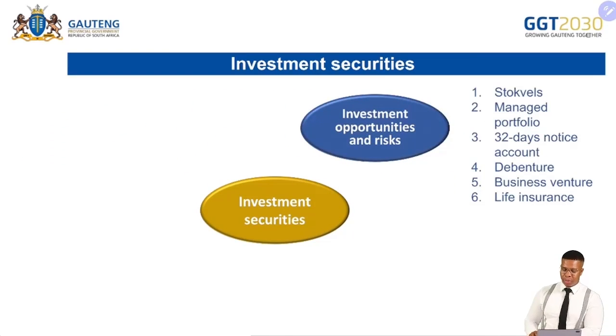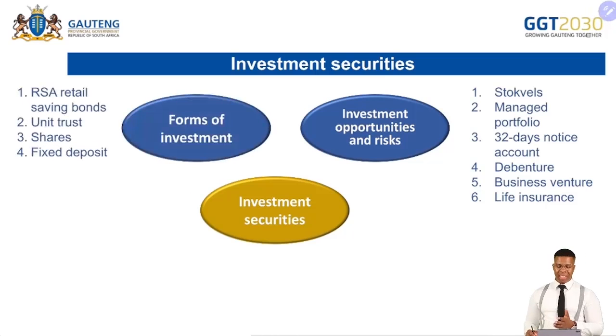This is your investment opportunity. You should know that there's a difference between your investment opportunity and your investment bonds. What you see here is your investment opportunity. You have there your stock files. You have your managed portfolio. You have your 32 days notice account. You have your debenture. You have your business venture together with life insurance.